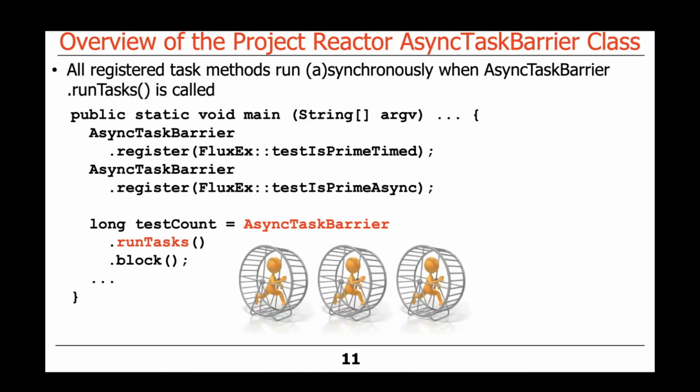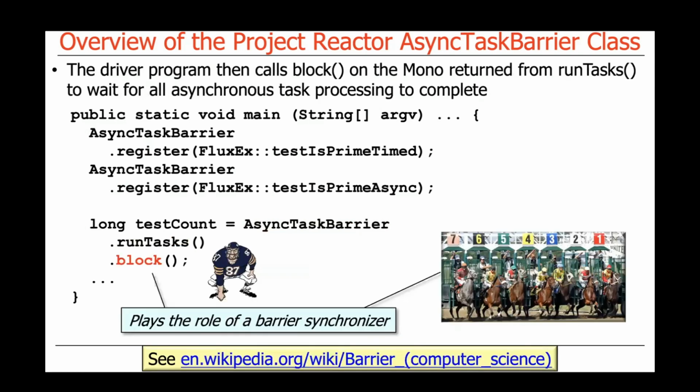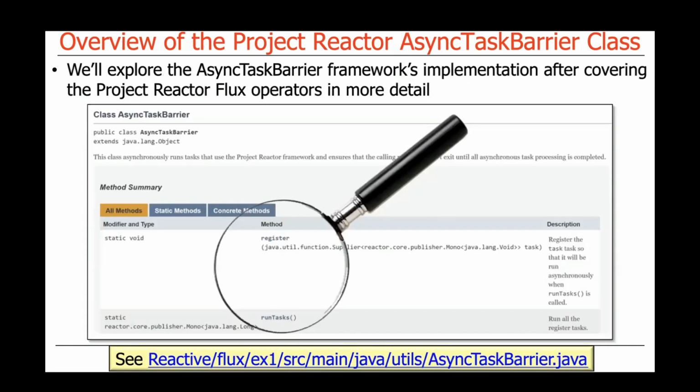Everything's running in separate threads. And we have a couple of choices. We could either wait reactively for this, or, as is the case with our test programs, we block. So we call the block method. This is a block method called on the mono that's returned from runTasks. And this will then block the main thread until all those asynchronous tasks finish, at which point the main thread can finish too. So this block call is playing the role of a barrier synchronizer, which is used to wait for a bunch of other things to either start or to finish. So that's what a barrier does.